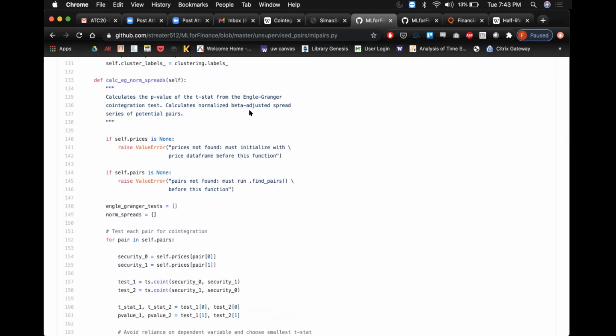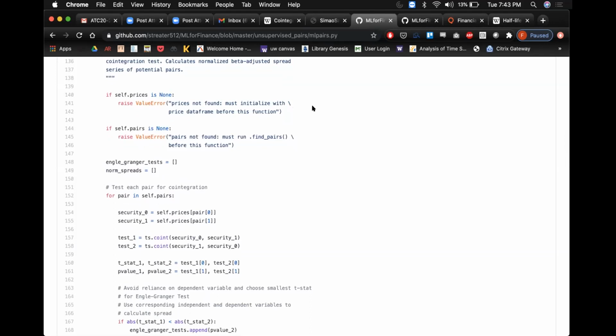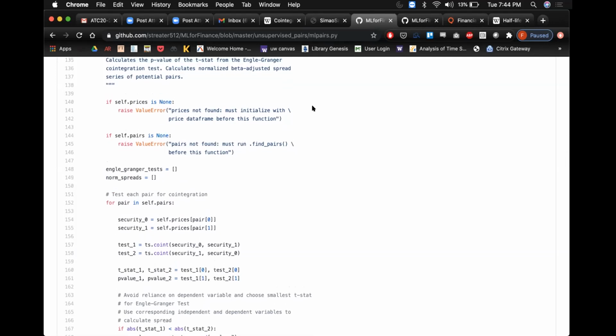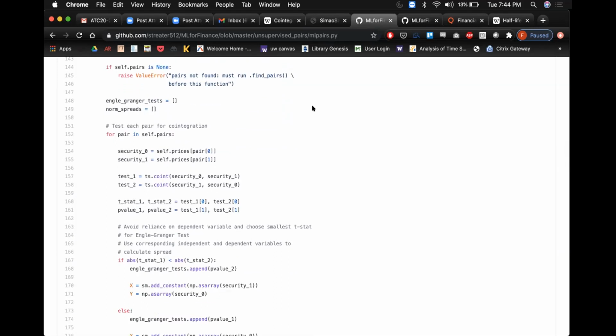Continuing down, we have this calculate Engle-Granger and the norm spreads. Here we're calculating the p-value of the t-statistic from the Engle-Granger cointegration test, and then once that is found, we're going to calculate the normalized beta-adjusted spread of those potential pairs. If you look in the paper, the authors recommend to essentially run each Engle-Granger test twice, where the only difference is which security price series is the independent variable and which one's the dependent variable. And it wants you to grab the p-value of the one that has, they're going to be essentially the same, but this is just a further test to ensure that you're not data snooping. So that's what we do here.